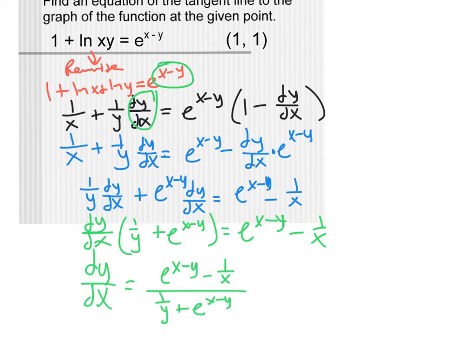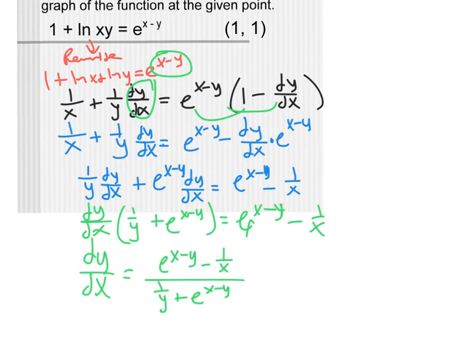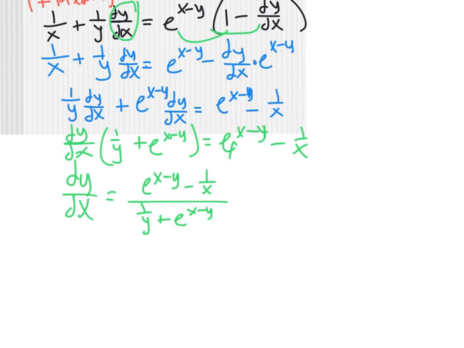So I moved things around. I distributed the e to the x minus y, and then I got dy/dx by itself. So if you need to follow through with that, you can. And then your final step, I wouldn't even simplify this completely. So this would be your final dy/dx.